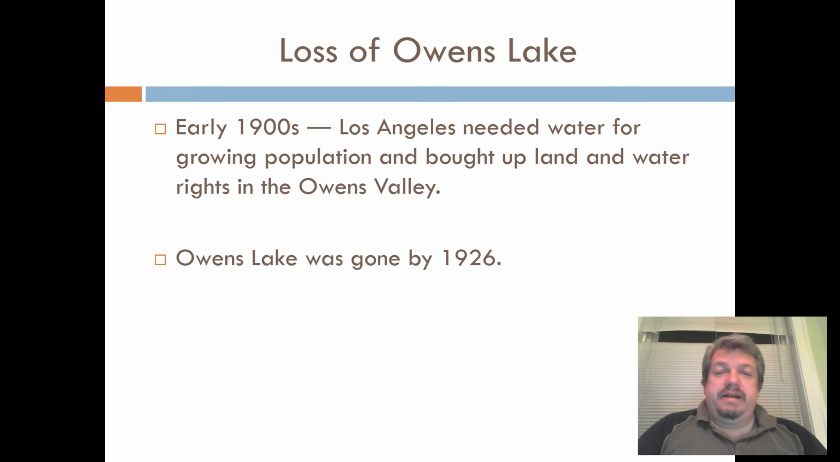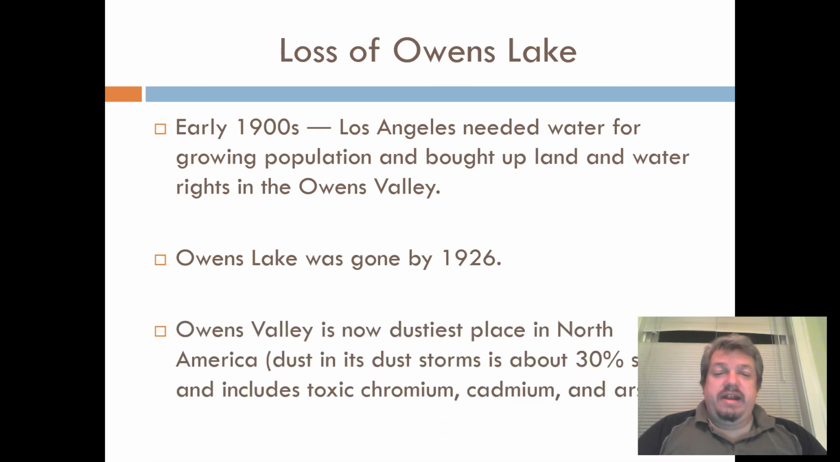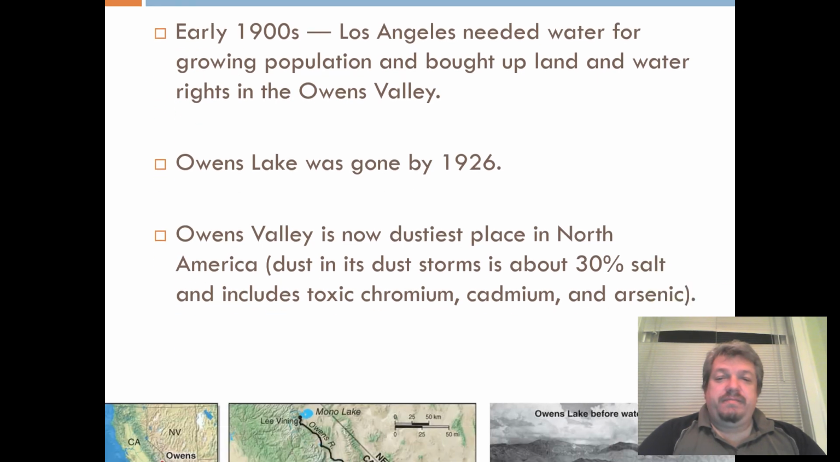And by 1926, Owens Lake was dry. The city of Los Angeles basically drank all the water out of it. Now, it's interesting. That was one of the biggest lakes in California. It is now, if you measure the air, dustier than anywhere else. And dust in that area is 30% more toxic than any other dust in the country.